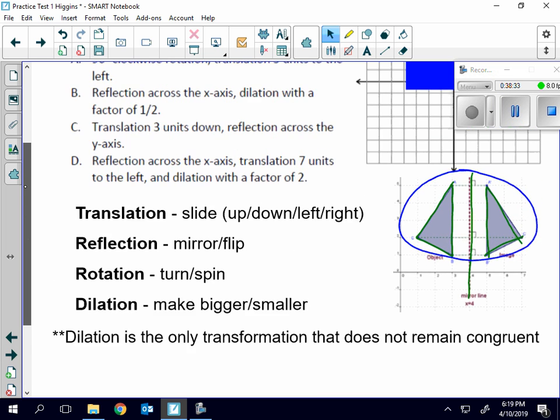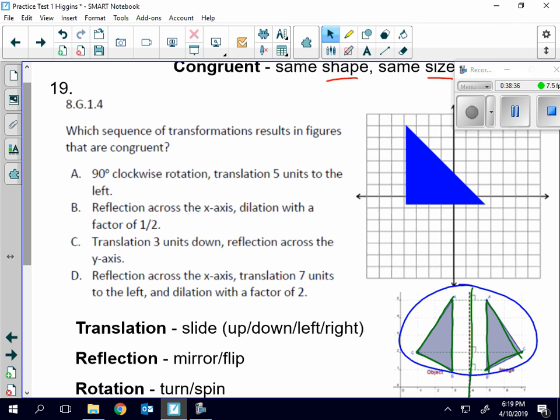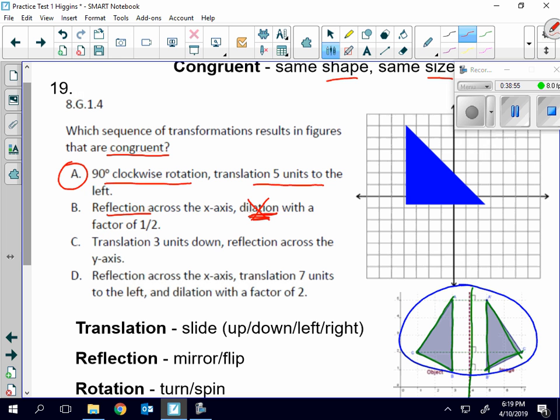Okay, when you're done, let's go back up here and find ones that will be congruent. So if it says dilation, we know it's not an answer. So A, clockwise rotation, translation, there's no dilation, it'll still be congruent. Reflection, dilation, dilations will not be congruent, so that's not an answer. Translation's okay, reflection's okay, we're good. That one's good. Reflection's okay, translation's okay, dilation, nope. The answers are A and C.